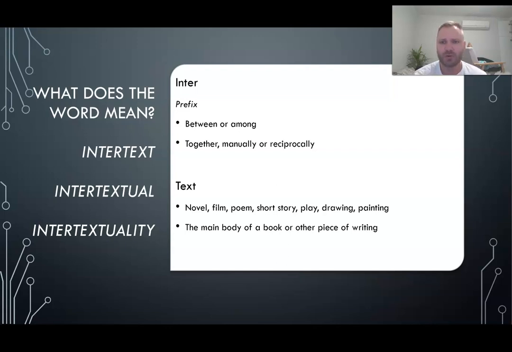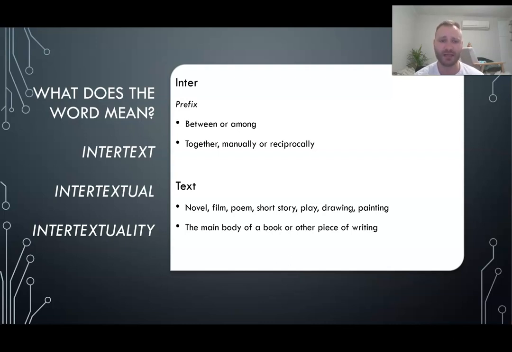Text is a word we use quite often in English. It'll refer to things such as a novel, a film, poem, short story, a play, or even things like a drawing or a painting. A Google definition that I found was the main body of a book or other piece of writing. Writing in this situation is not just referring to written work, but could also mean things like drawings and paintings, where someone has essentially written that just in a different form of language.